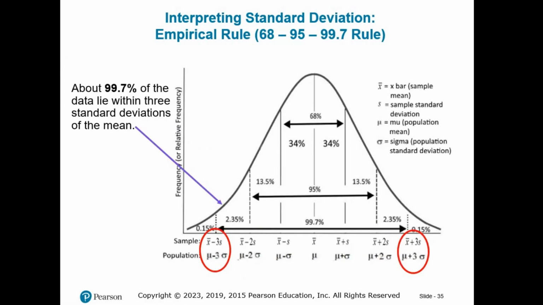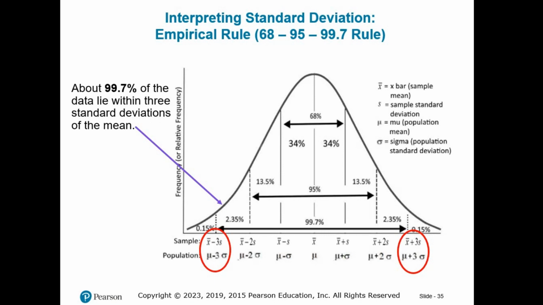Lastly, the rule says that about 99.7% of the data lie within 3 standard deviations of the mean. The graph has the last percentages around that section marked as well, so you can see how much of the data is outside of that 99.7%. It makes sense that when you subtract that from 100, you get 0.3%, or 0.15% on each side. That is the part of the data that lies outside of 3 standard deviations of the mean.